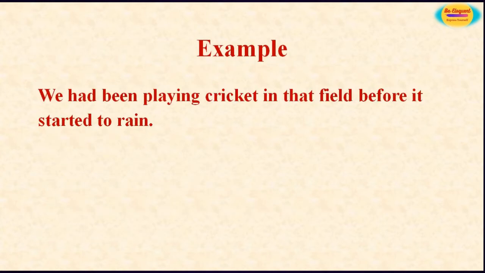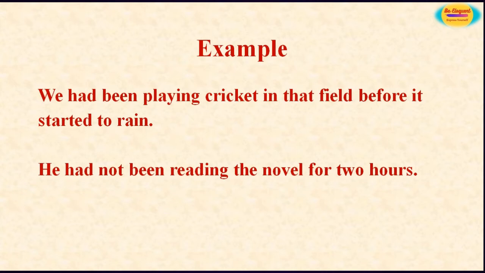Look at the examples. We had been playing cricket in that field before it started to rain. He had not been reading the novel for 2 hours. Through these examples, it is clear that this tense is used to express an action that started in past but continued for some time in past. Therefore, a time reference is given in the example sentences to show when the action started in the past or for how long the action was continued in the past.